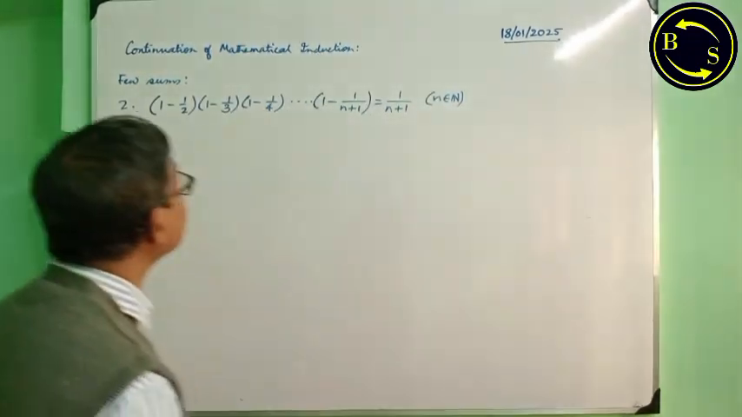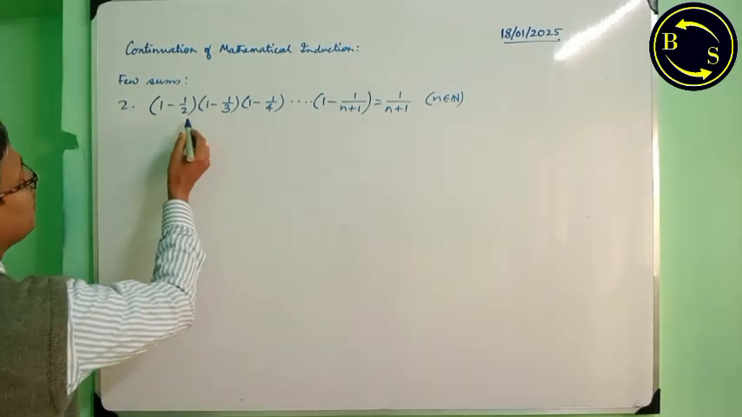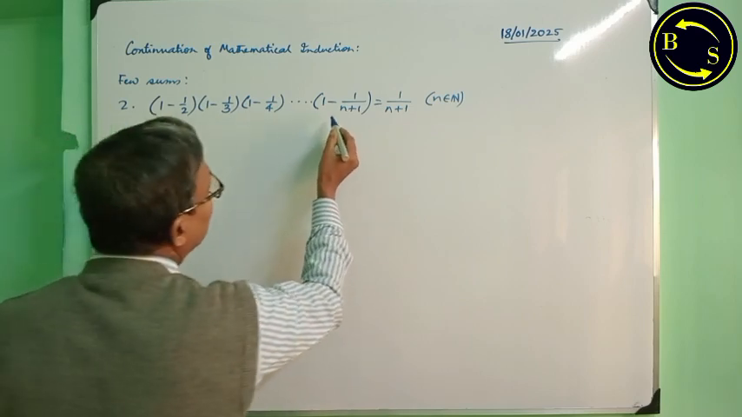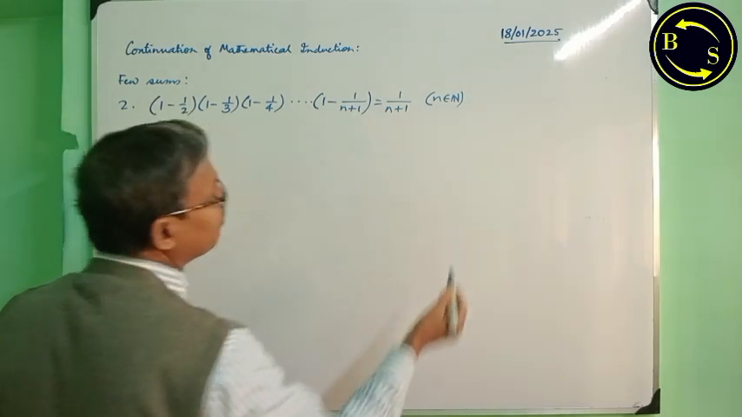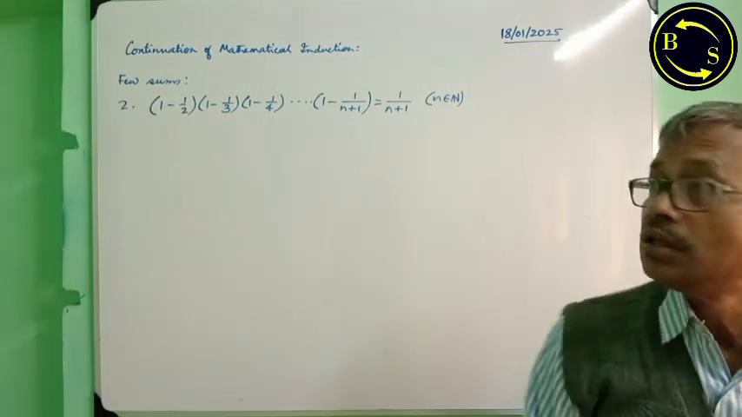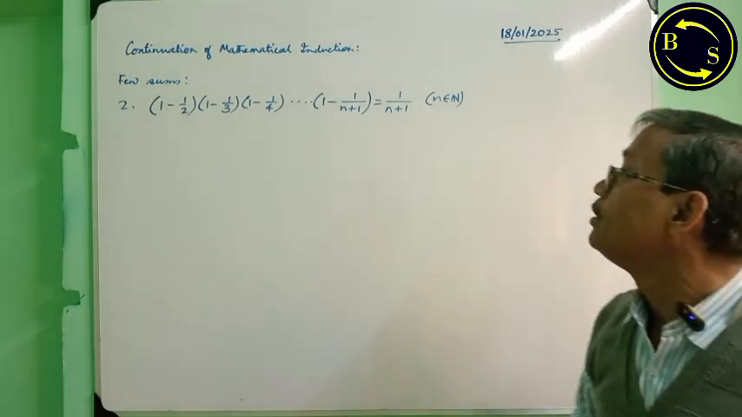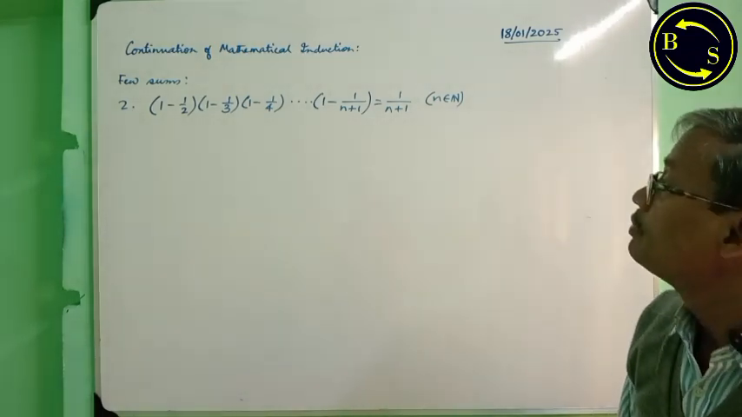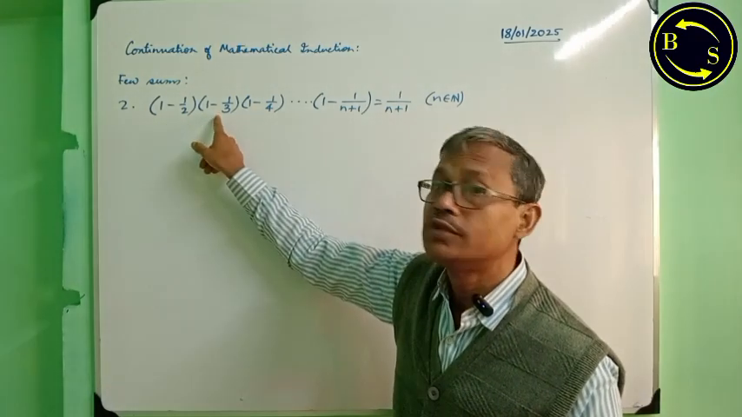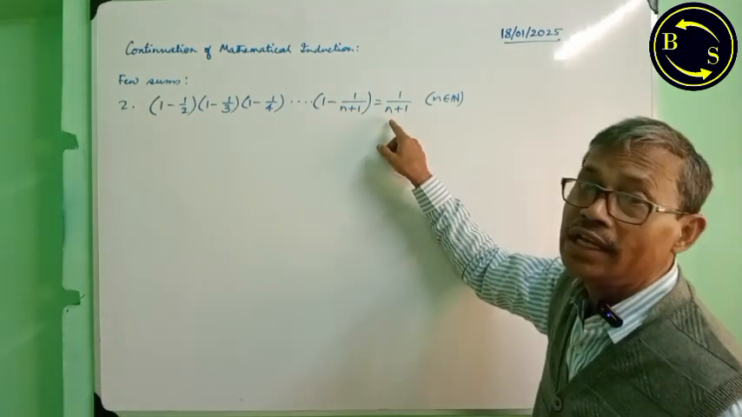Now, second sum. Left hand side, product of 1 minus half, 1 minus 1/3, 1 minus 1 by 4, dot dot dot, 1 minus 1 by n plus 1, and right side is 1 by n plus 1. Now first we notice the left hand expression is a product. Therefore, in this case, we have to start by taking two terms first. That means we have to start taking n equal to 2.